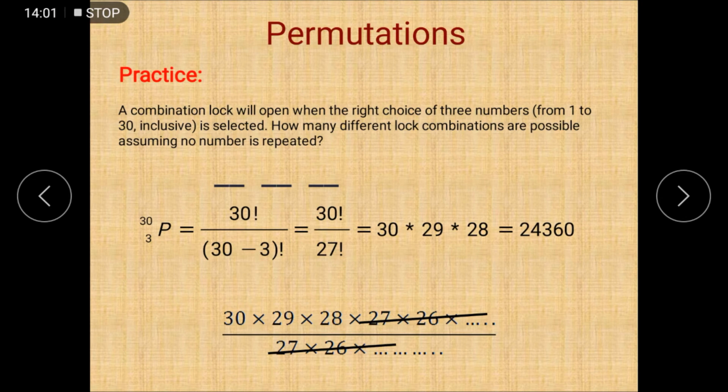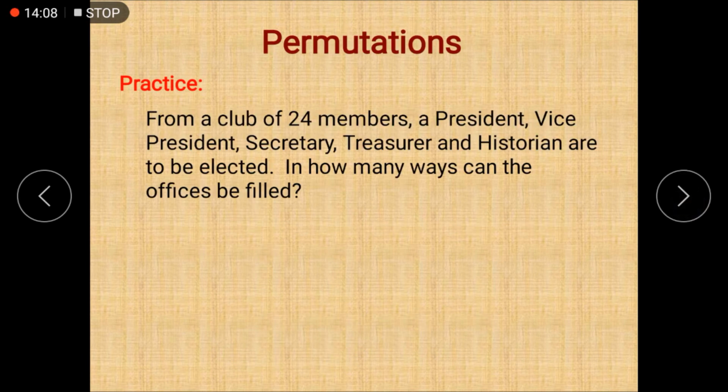I mean you are left with the 3 in front, numbers to multiply on it. So another example here, you have 24 members. 24 members mean 24 people to choose from, and there are 5 seats: the president, vice president, secretary, treasurer, and historian. So only 5 seats there. How many possible outcomes can we have?